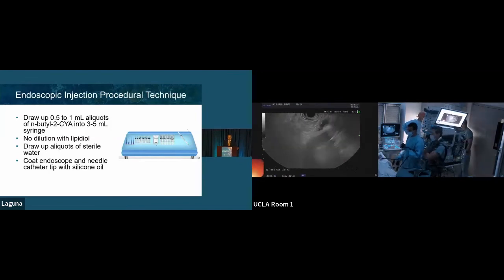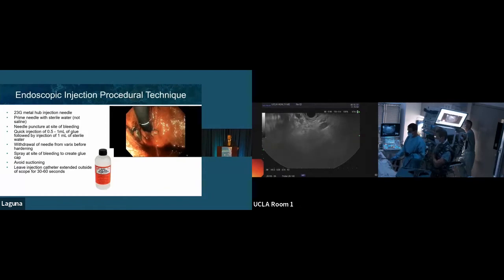Probably besides embolization, the other dreaded complication with treating these varices is damaging your scope, resulting in a really expensive complication for the endo unit. So it's recommended you coat your scope, your channel, and needle with silicone oil, or in our shop, we tend to use just olive oil in single-use packets. And we just flush that down the scope and along the needle, just to make sure that we don't have any glue that adheres to it.